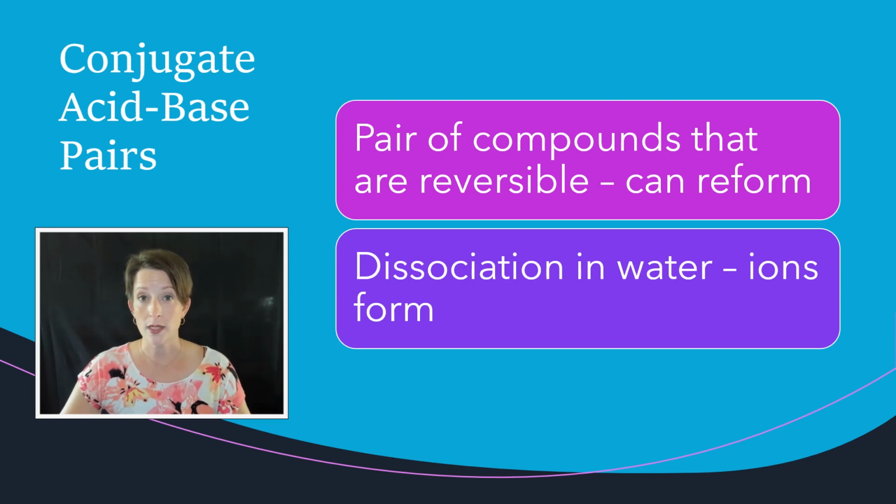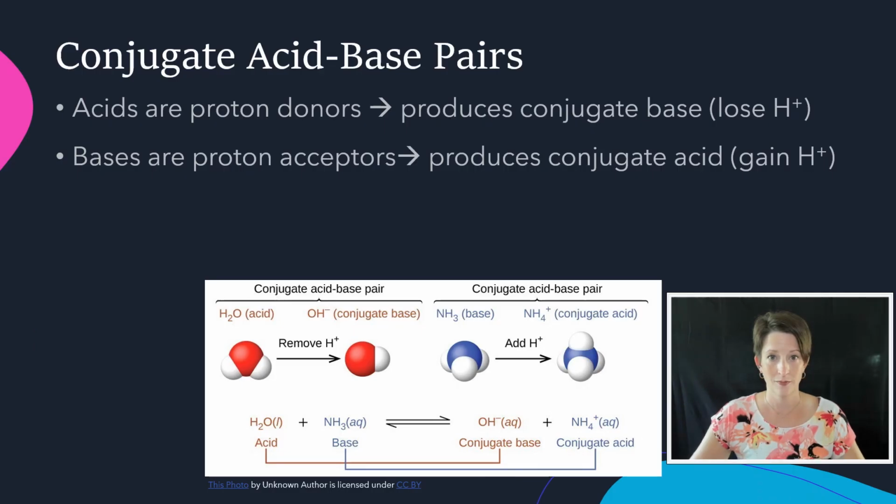This is important in understanding the strength of acids and bases and how we can predict their properties. So when acids and bases dissociate into water and those ions form, that allows us to understand what properties and strength these compounds have. So let's look at what a conjugate acid-base pair is.